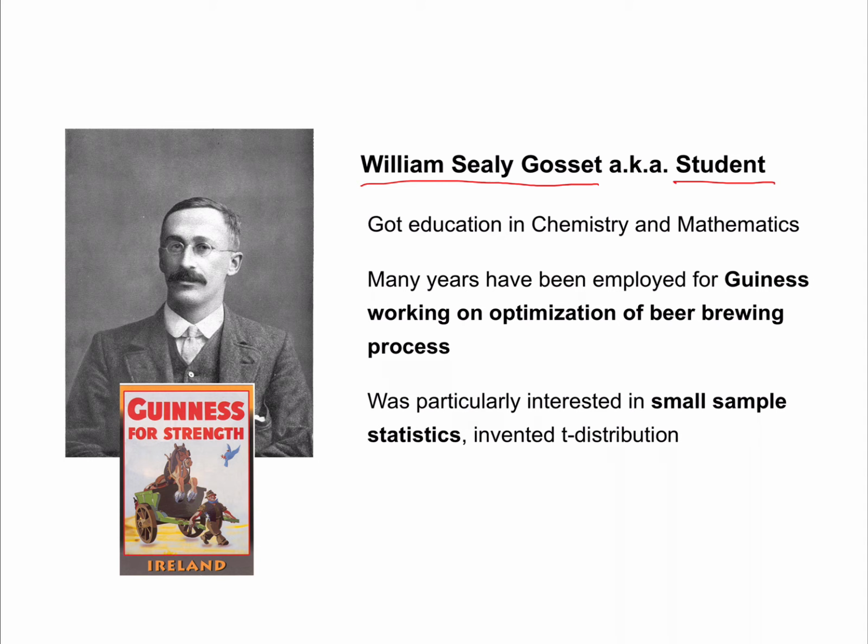There was an engineer, William Sealy Gosset, who worked at Guinness. His main task was to optimize beer brewing processes, and in this case, of course, a large sample size is very expensive. So he investigated the behavior of statistics for small samples, and then he found a distribution that describes this behavior quite well. He published his scientific papers using the nickname Student. So therefore, the distribution is called Student's t-distribution. Okay, so let me show you a couple of slides.